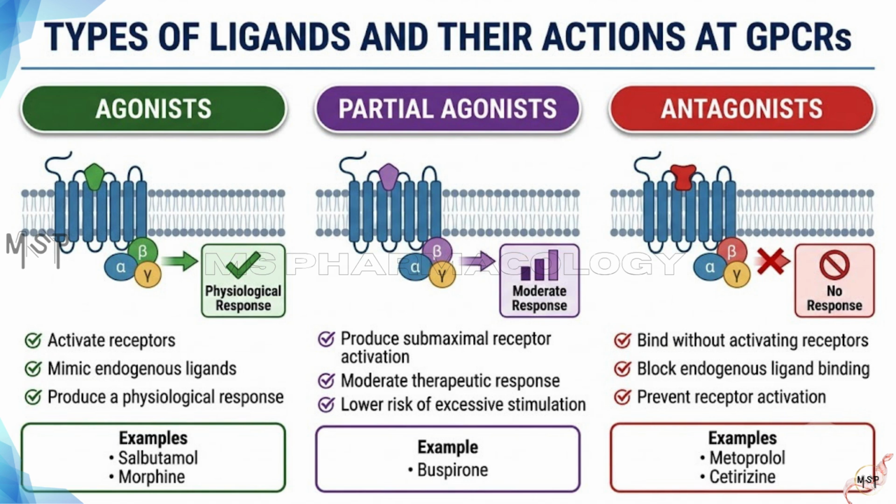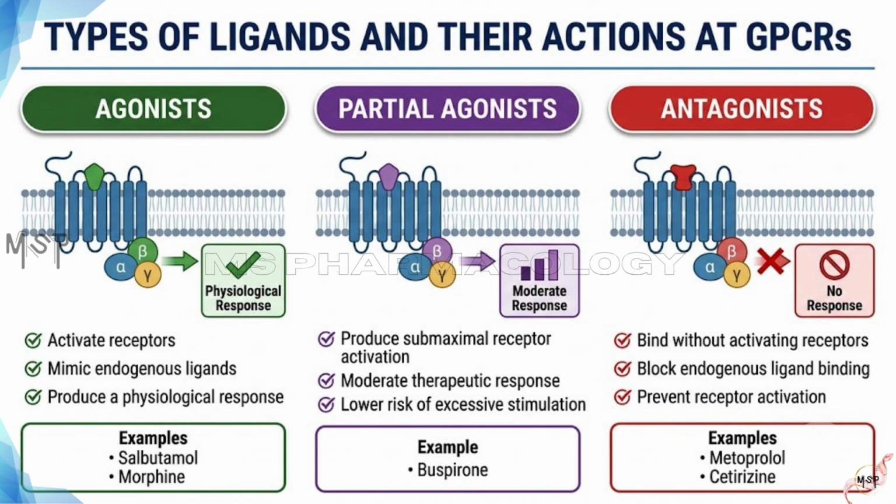Because they provide moderate receptor activation, partial agonists can maintain therapeutic efficacy while reducing excessive receptor stimulation and adverse effects. An example is buspirone, a partial agonist at the 5-HT1A receptor, used to treat anxiety disorders.